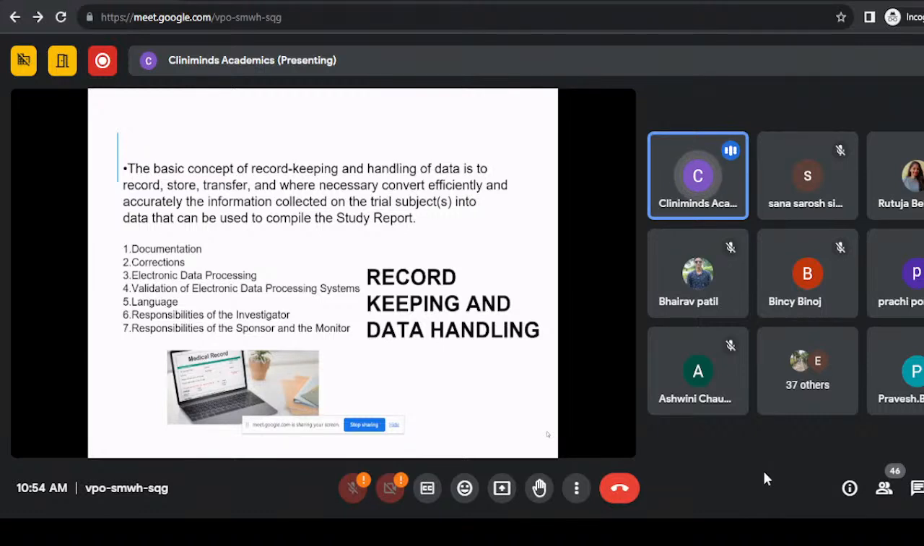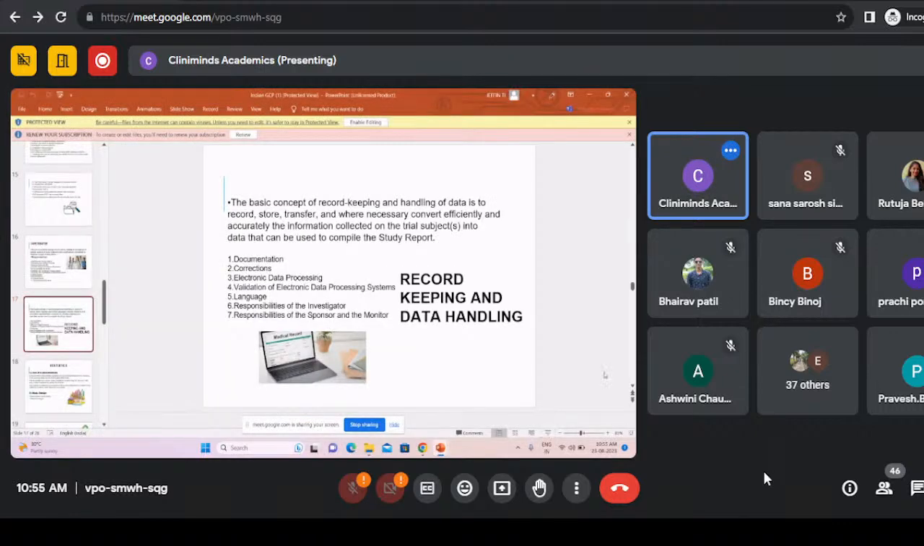Then along with that, we should mention who did the correction. By giving the signature, we can show who did the correction. Also the day on which the correction is done should be mentioned, and we can also provide the reason for the correction. This correction of the document can be done by the investigator or any authorized person as per the delegation log who is authorized to do these activities. Okay, so I will show you a demo.